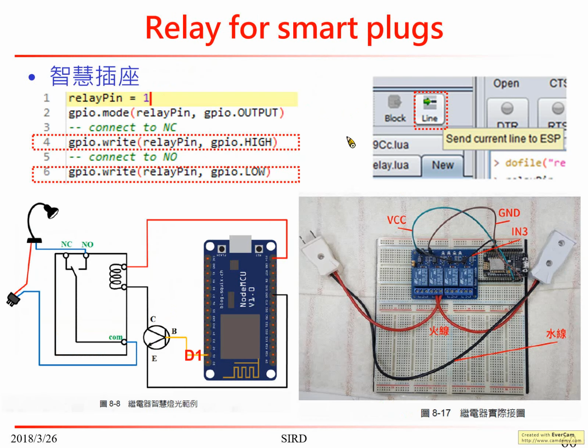So how are we going to build a smart plug? A smart plug means, when you detect the light is too dark, then you automatically turn your light on, something like that. When we say smart plug, actually we do have a smart plug.